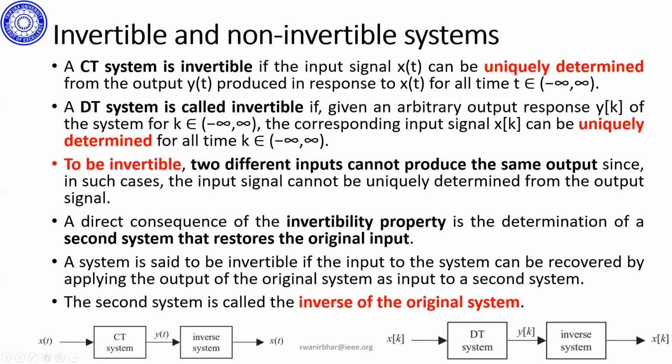So this is the continuous version, this is the discrete version. So x(t) coming into the continuous time system giving y(t). If it is invertible, you can get an inverse system and get back x(t). Similarly, x[k] going into a discrete time system is giving output y[k]. And if it is invertible, you get an inverse system and you get back x[k]. And the systems for which you cannot get an inverse system are obviously non-invertible systems.